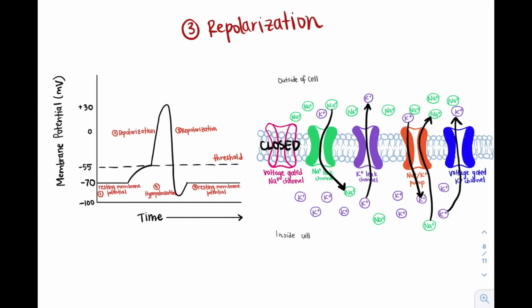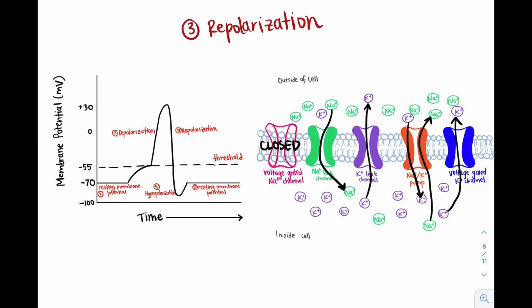Now, what's going to happen when we reach this peak on the action potential? When we reach this peak, we are going to begin repolarization. Remember, sodium leak channels, potassium leak channels and the pump are always open. They're going to stay open like normal. But the key change is that when we reach the peak, voltage-gated sodium channels close and voltage-gated potassium channels open.